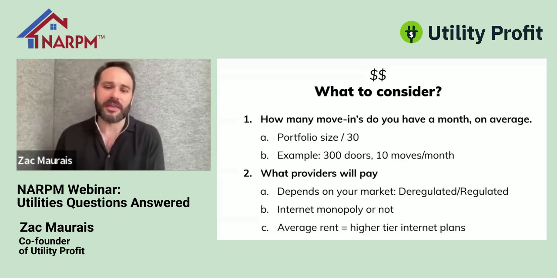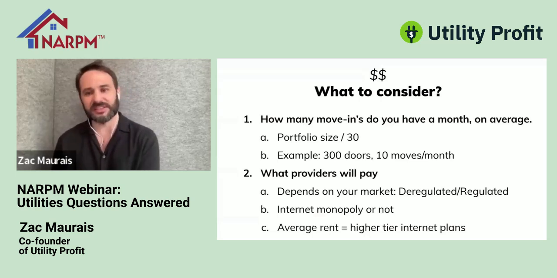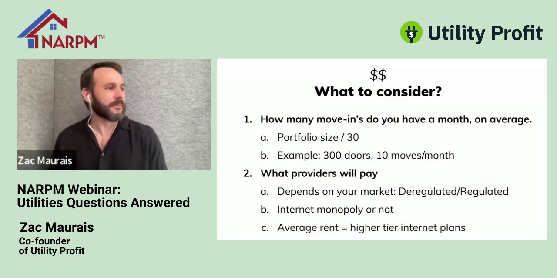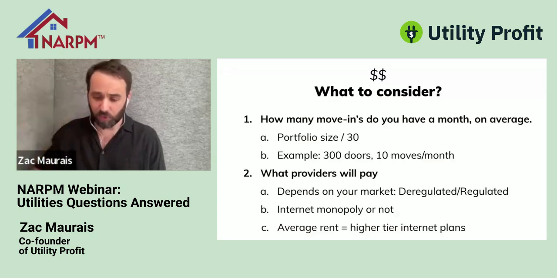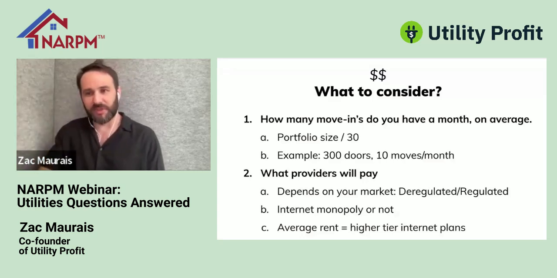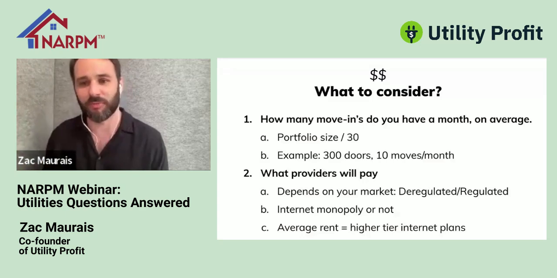The amount of money that can ultimately get generated from this is going to vary depending on the size of the portfolio. Some math, this is actually kind of a helpful thing, just do back of the napkin math on home turnover. Take however many doors you have under management and divide it by 30, and that will give you the average number of moves that are happening per month.